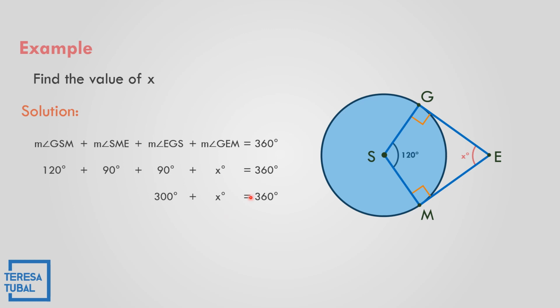Copy x degrees and copy 360 degrees. So let us solve for the x degrees. Bring down x degrees, bring down 360 degrees, positive 300 going to the right, combine like terms. So 360 degrees minus 300 degrees, the answer is equal to 60 degrees. X degrees is equal to 60 degrees. But then we need to identify the value of x, so we need to divide all by 1 degree. So x is equal to 60.